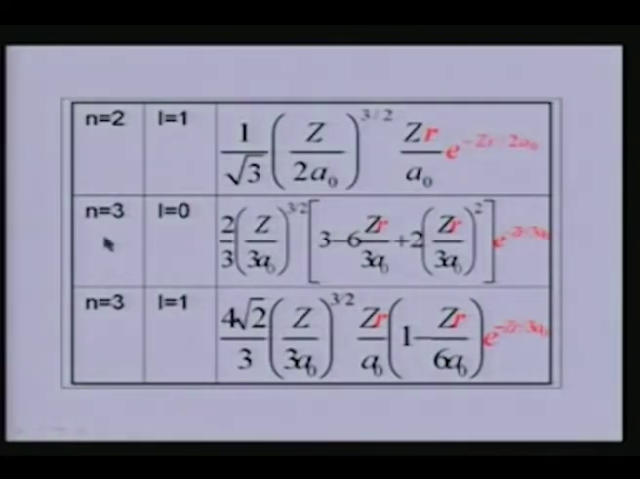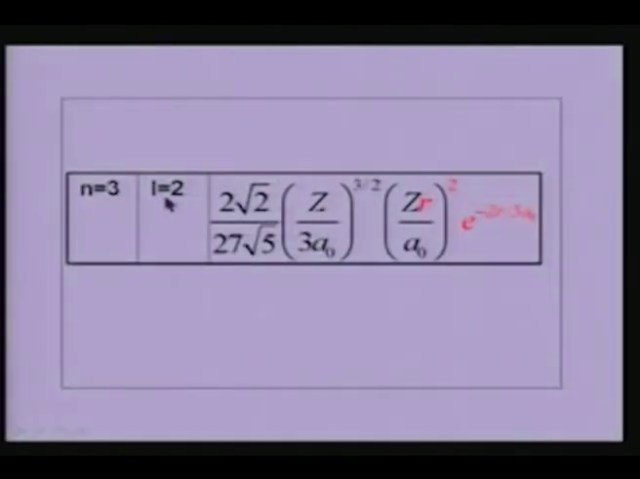What about n equal to 3? You see that the pattern of the polynomials and the exponential is such that the exponential is e to the minus r by 3 a naught. For n equal to 3, L equal to 0, you have that. For n equal to 3, L equal to 1, you have that again, and for n equal to 3, L equal to 2, you have that again, zr by 3 a naught.